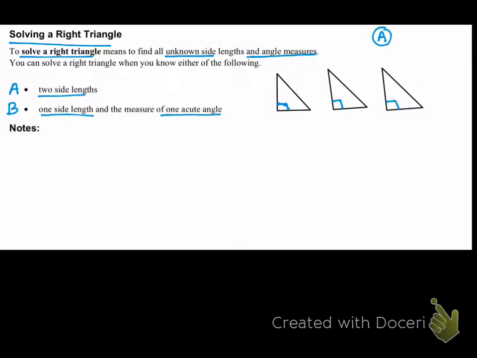Maybe they have given you this side, let me change the color, or this side, both legs. You can always find the third one. Maybe they have given you this side or this hypotenuse, or maybe they have given you this leg or this. And how can you find the third side? That's your job here. One of the things you need to do for solving a right triangle is to use the Pythagorean theorem.